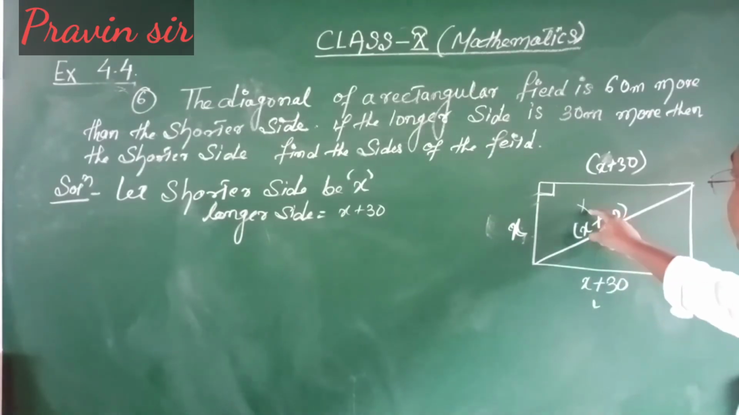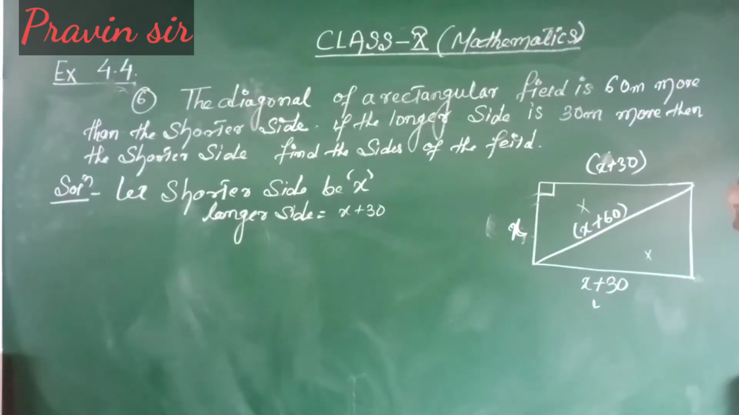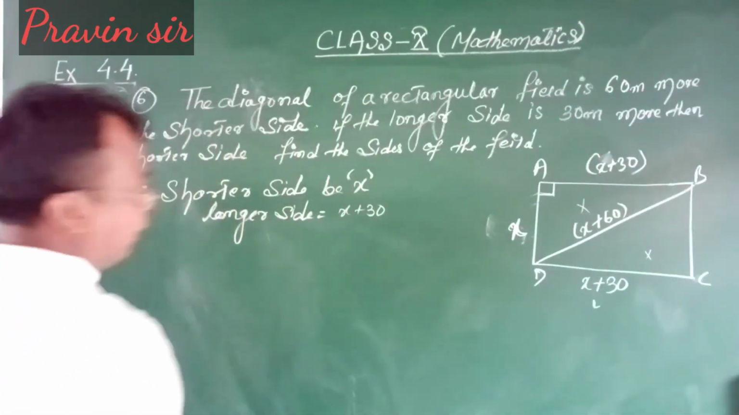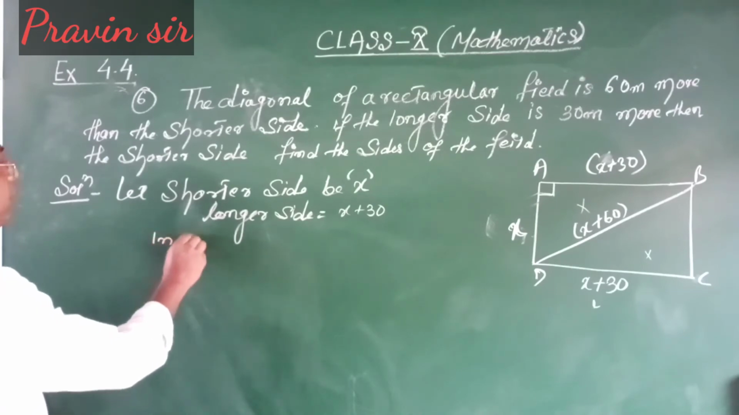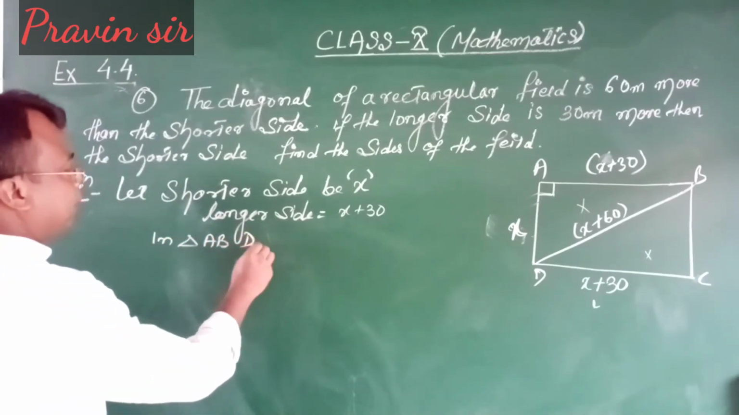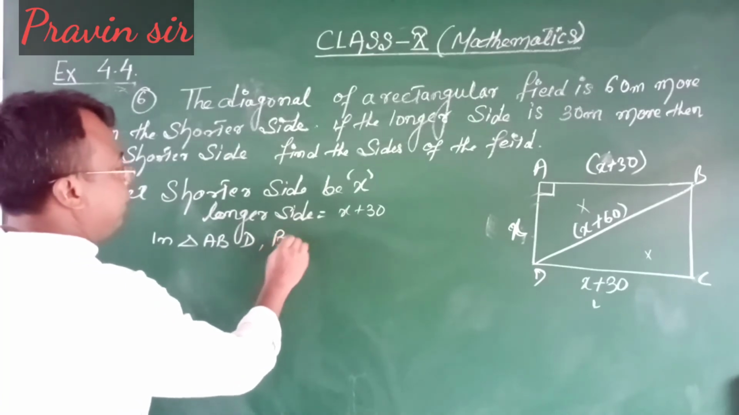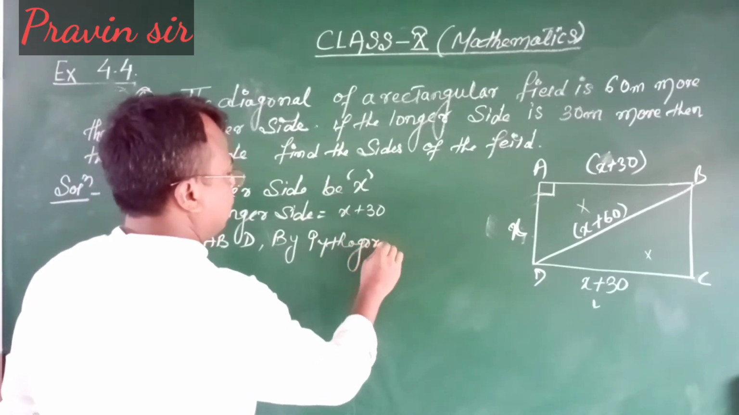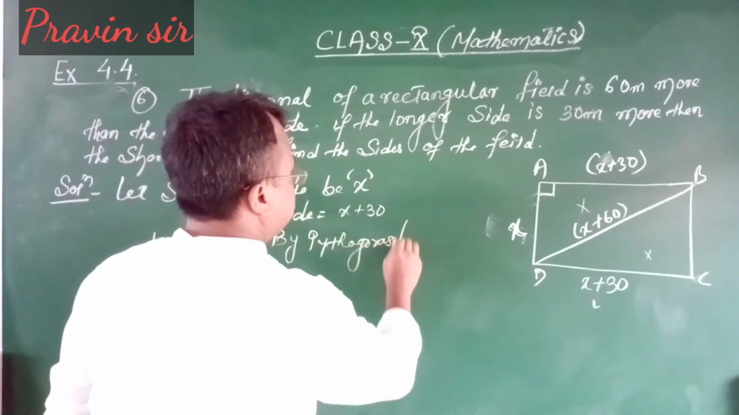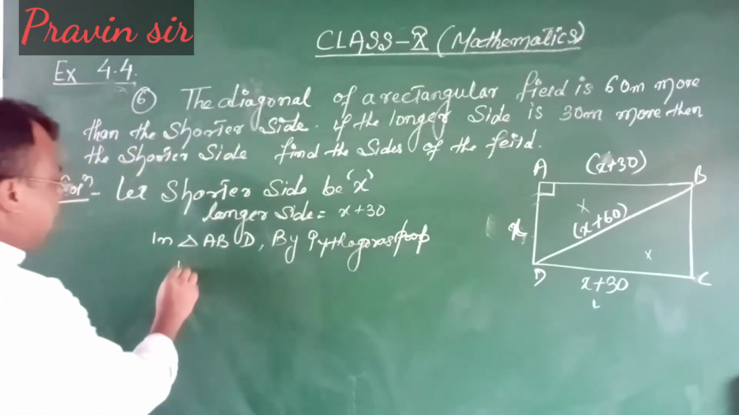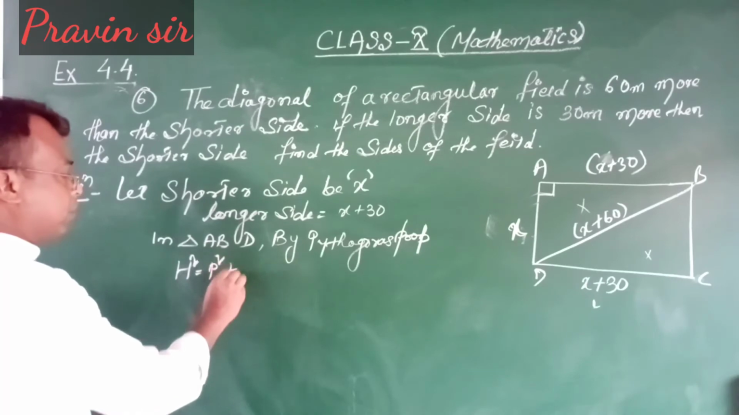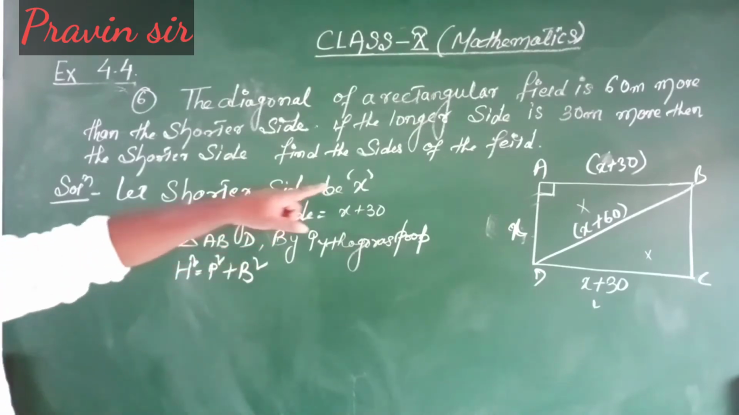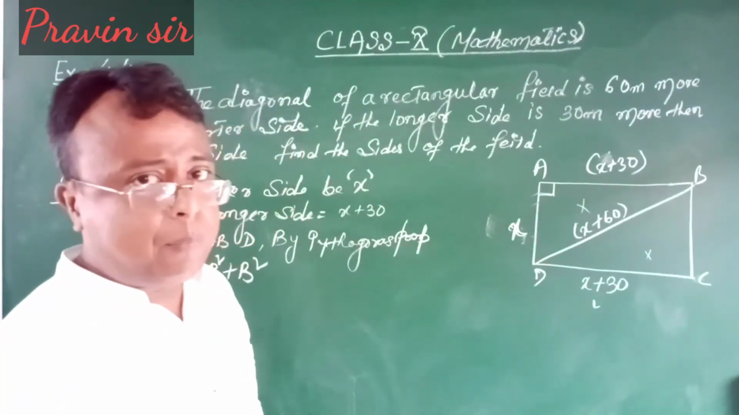So now in this triangle you apply the Pythagoras property. Let us say this triangle is named ABD. So in triangle ABD, by Pythagoras property. What is the Pythagoras property? Hypotenuse square is equal to perpendicular square plus base square, or hypotenuse square is equal to base square plus perpendicular square. Now in this figure, can you tell me which is the hypotenuse here?